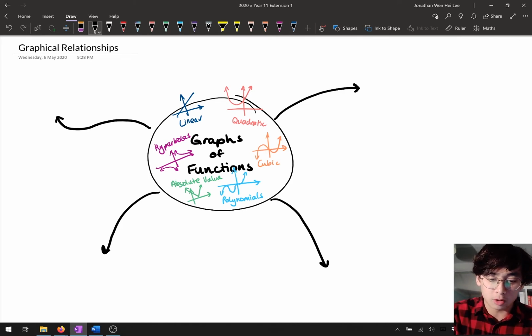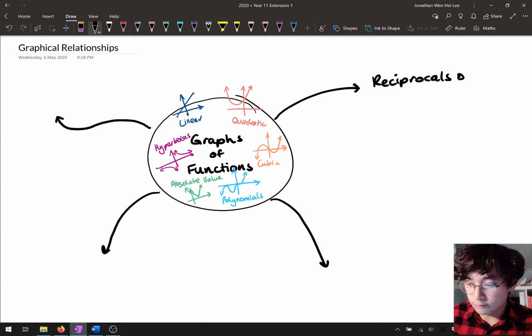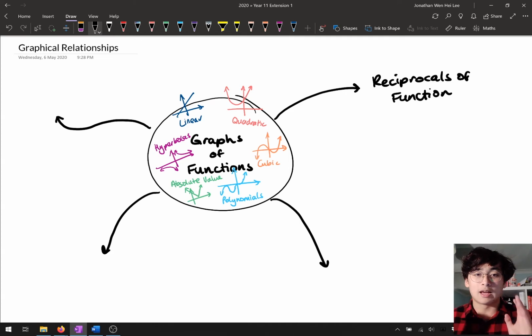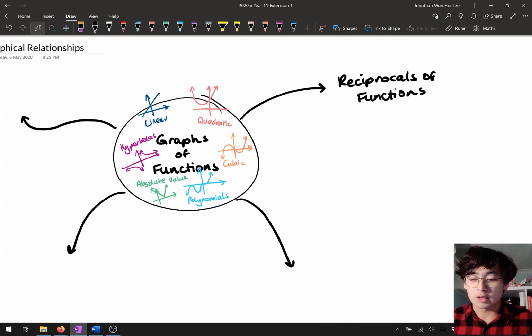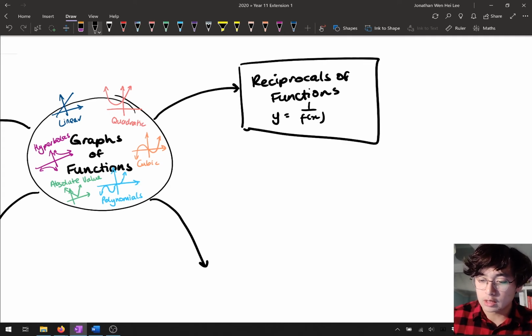The first one is looking at the reciprocals of functions. This is very similar to the hyperbola functions that we've been looking at in Advanced. Basically, we're taking 1 over a function, so here y is equal to 1 over f of x. That's the first type of function that we're going to be looking at in this topic.